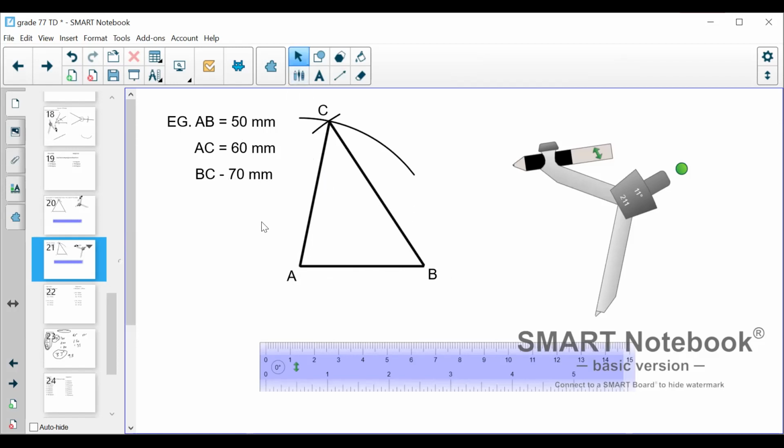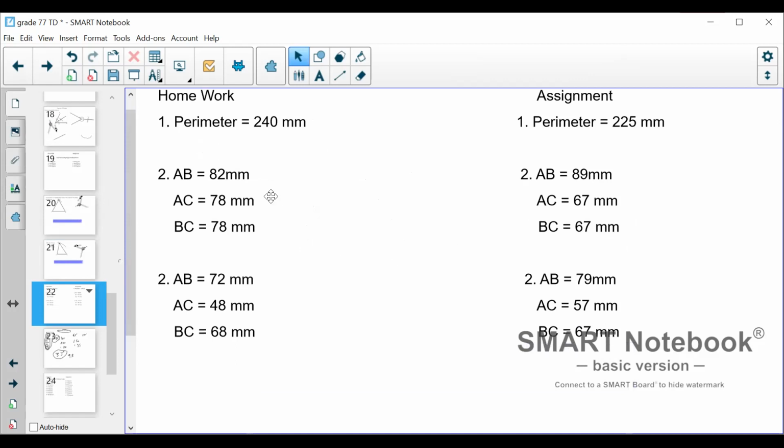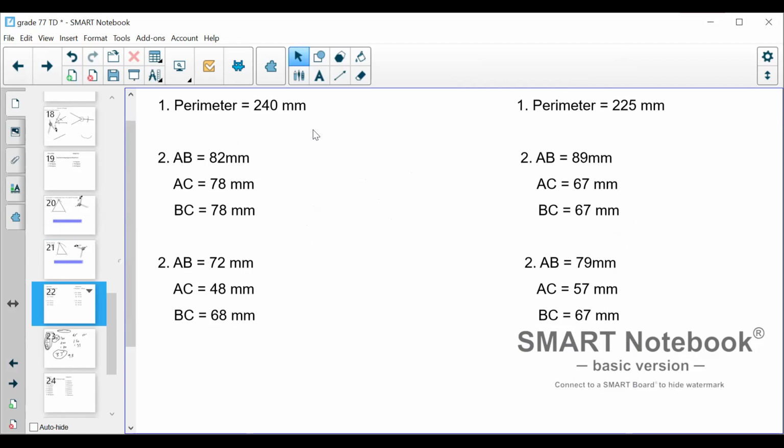Good, so that completes what we should be doing today in relation to constructing triangles when given the length of the sides. There are many other ways in which we construct triangles that we would look at during other lessons. All right, so this is what we will finish with for today. So you should practice on the ones that I explained, all right? And then, of course, you have your homework and your assignment here.